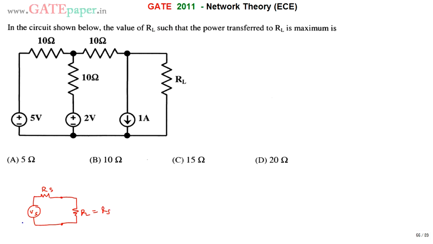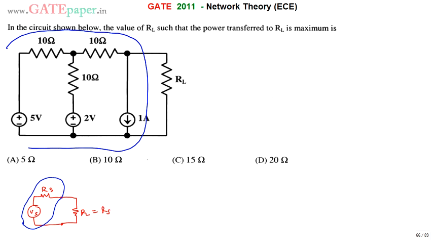Instead of this voltage source, we are going to consider a complex network. From any complex network like this, maximum power can be transferred to the load. These are the load terminals. Maximum power can be transferred to the load if the load resistance is equal to the equivalent resistance of the complex circuit looking into those load terminals.